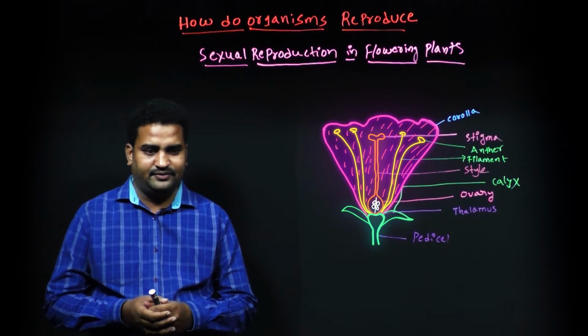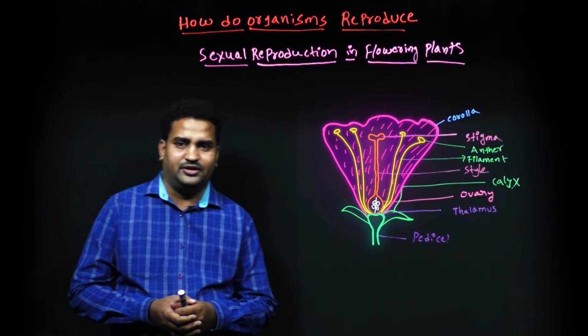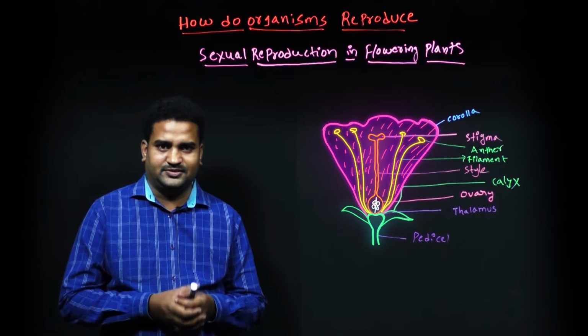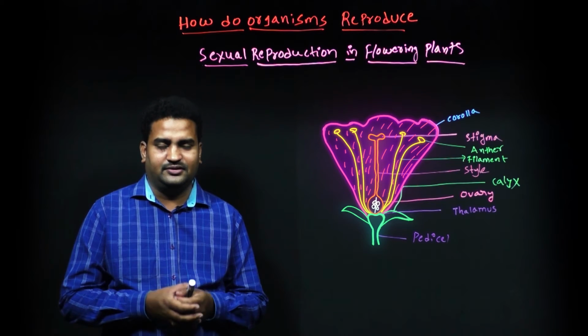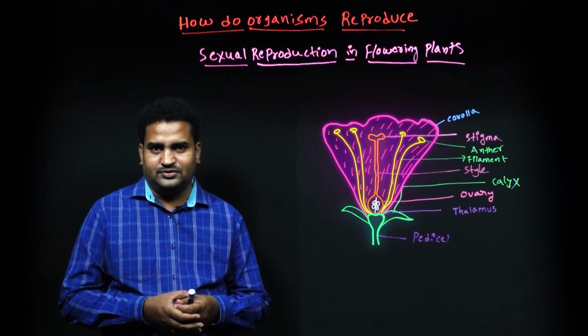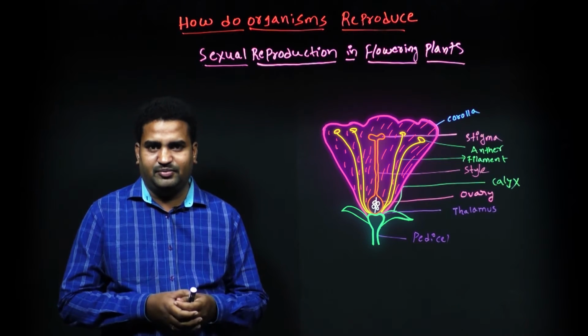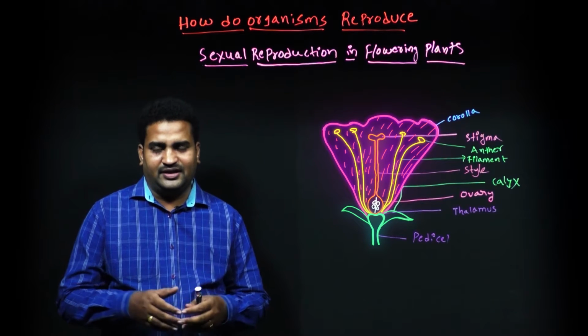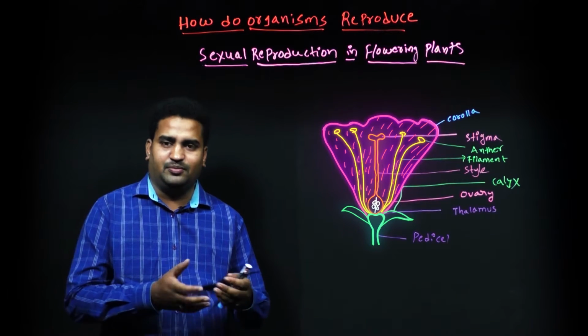Hello students, in this session we are going to understand sexual reproduction in the flowering plants. So flower is the main reproductive organ in the flowering plants. Generally, flowers may be unisexual if they contain either male parts or female parts.